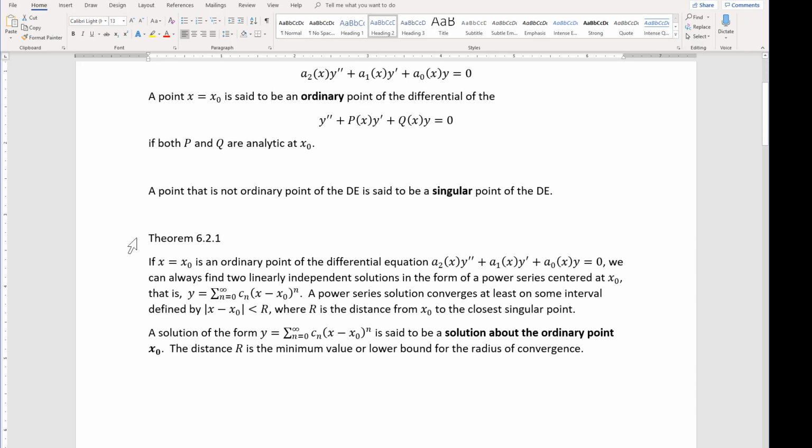Okay, so our theorem tells us that if we have an ordinary point of a differential equation, then we can always find two linearly independent solutions in the form of a power series. The power series solution converges at least on some small interval, where r is the distance from x naught to the closest singular point. So if you have a singular point where the function might not be defined, then you have some finite value for r. If p is continuous for all real numbers, then r is going to be an infinite radius of convergence. So the solution is said to be a solution about an ordinary point, x naught.